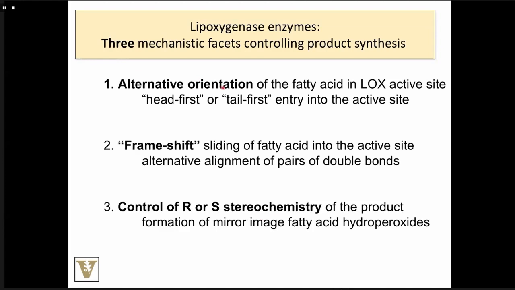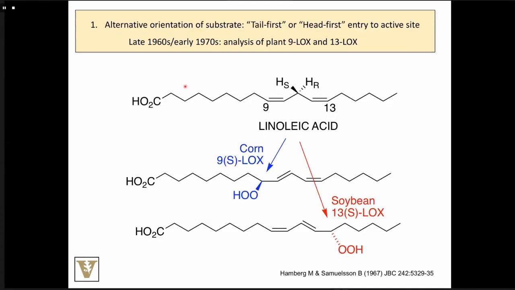So here are 3 mechanistic facets controlling product synthesis. One has to do with the alternative orientation of the substrate as it goes into the active site, going in head first or tail first. It could be the frame shift sliding of the fatty acid in the active site. And then there's the issue of how mirror image products are controlled. How do we get 8R versus 8S stereochemistry of the product in different lipoxygenases? So let's go first to this alternative orientation, because this was worked out actually 50 years ago.